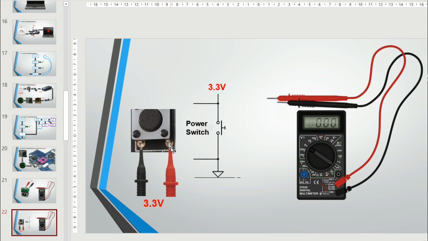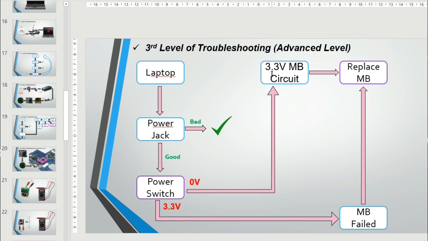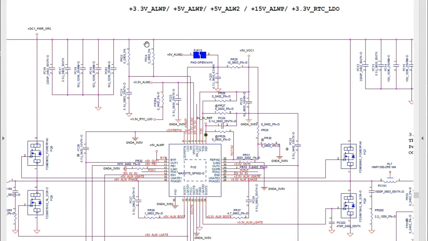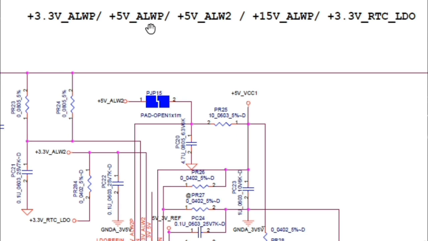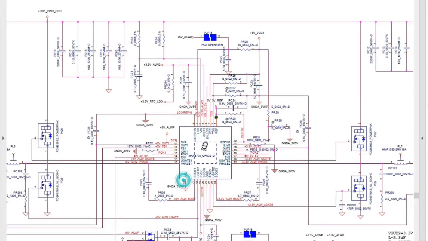But if you don't find 3.3 volts, this means that the problem is in the 3.3 volt motherboard circuit. So in this class, we're going to study the 3.3 volt motherboard circuit schematic in order to know what can be the cause of the failure behind the absence of 3.3 volt in the power switch. So let's get started. As you see here, this is the 3.3 volts and 5 volts always circuit diagram.